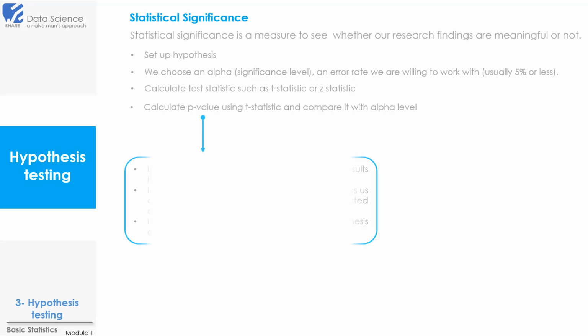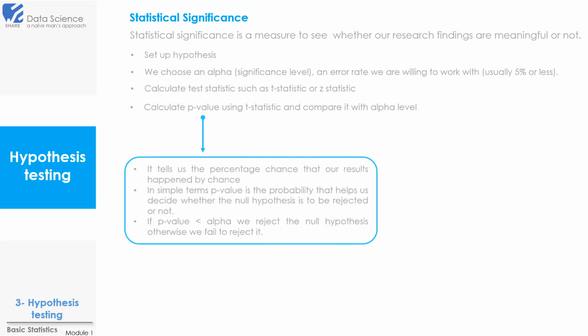Now what is p value? P value is the percentage chance that our results happen randomly. So obviously a smaller p value is desirable for us. That is a smaller chance of our results being random. Or you can say in simple terms, p value is the probability that helps us decide whether the null hypothesis is to be rejected or not. Now if p value is less than alpha, so we reject the null hypothesis. Otherwise, we fail to reject it. So that is how p-value helps us in making the conclusion about our hypothesis.